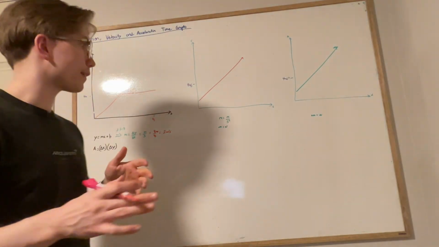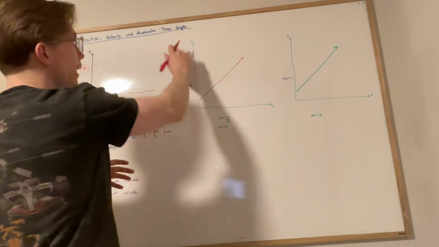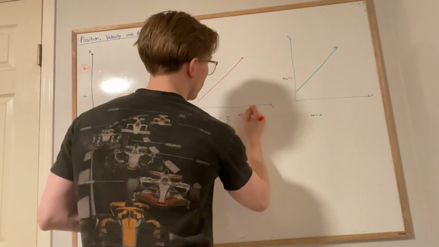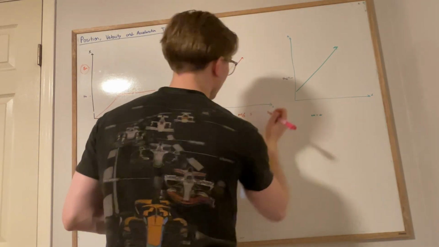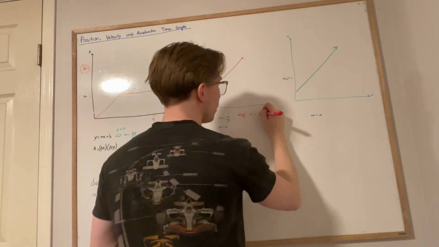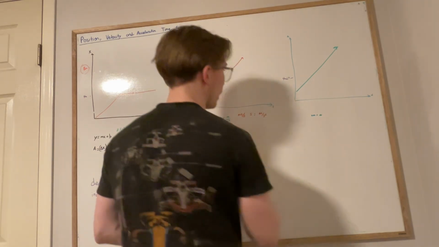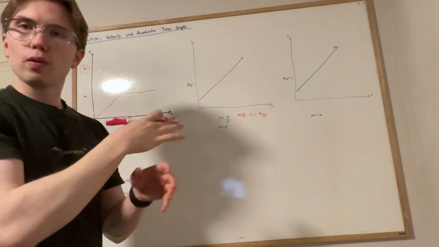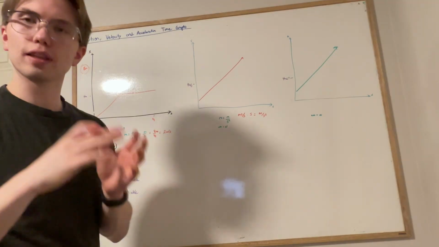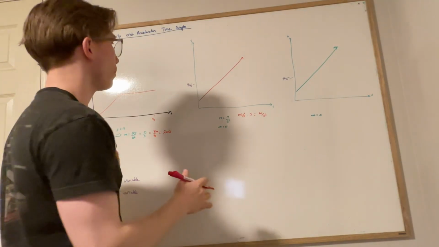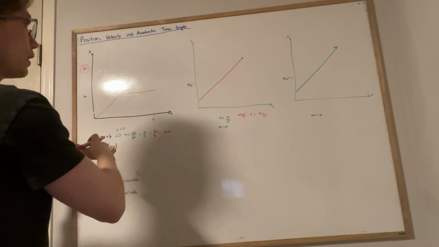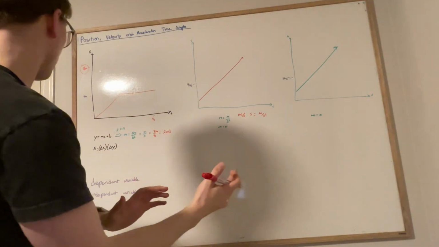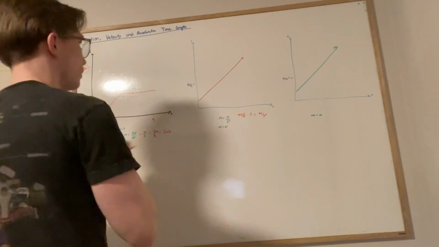Well, think about this. If you multiply meters per second by seconds, what are you getting? You're getting meters per second squared. So you can figure out the acceleration here by multiplying the velocity by the time. So let's take a look at this here.